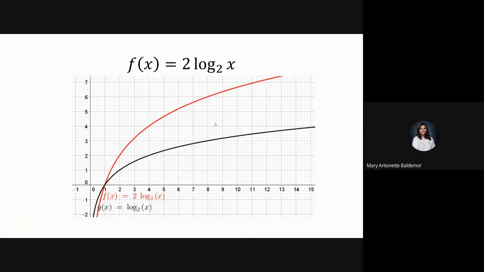But let's try to compare it without the constant number 2. If we are going to illustrate the graph of g of x is equal to the logarithm of x with base 2 without the constant 2, it only doubles. So it only doubles the logarithm of x with base 2 times 2.